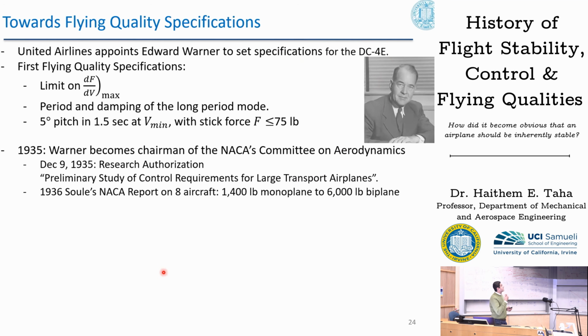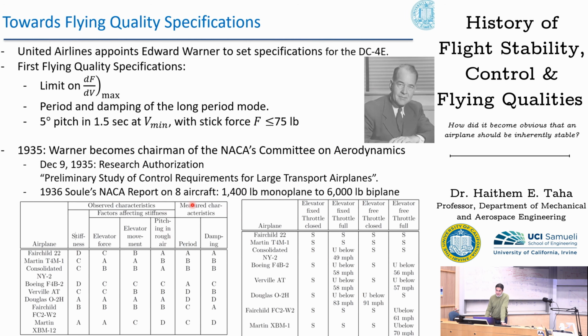People started quickly at NASA Langley testing 8 aircraft that ranged between 1,400 pounds and 6,000 pounds. The first report came out in 1936 by Sol. He actually, for the first time, asked the pilot to give grades. A grade A means high damping, high stiffness. A grade D means low damping, low stiffness. So this is the table. Another table is for stability and instability: S means stable, U means unstable. So this is perhaps the first tabulated pilot rating, giving grades for airplanes.